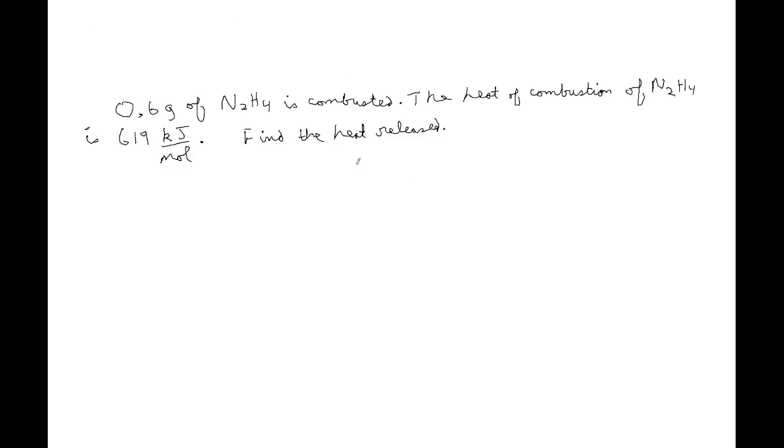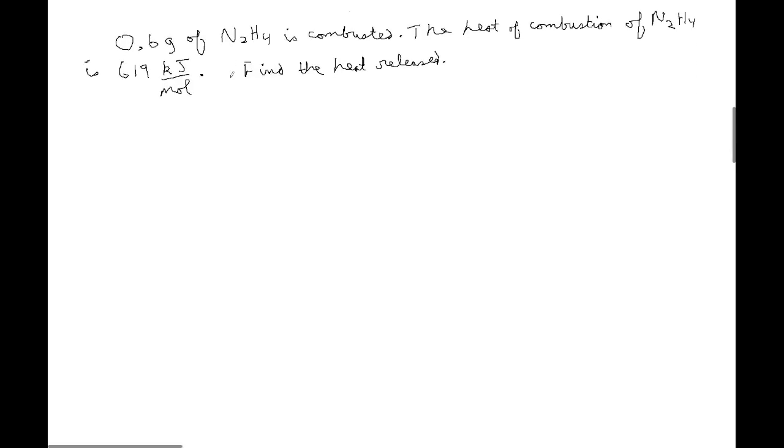Okay, let's start with this. I actually erased part of the problems. I wanted to start with an easier problem. How would you try this problem? 0.6 grams of N2H4 is combusted. Heat of combustion of N2H4 is 619 kilojoules per mole. Find the heat released.